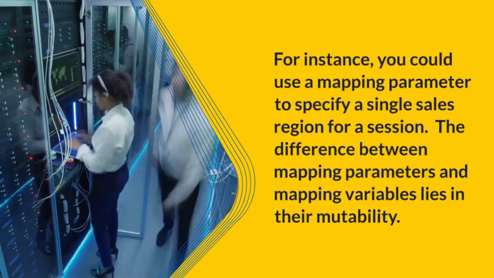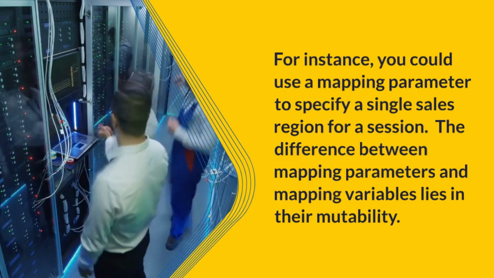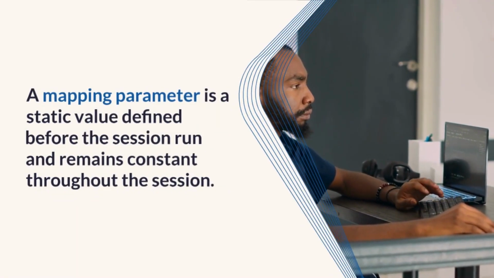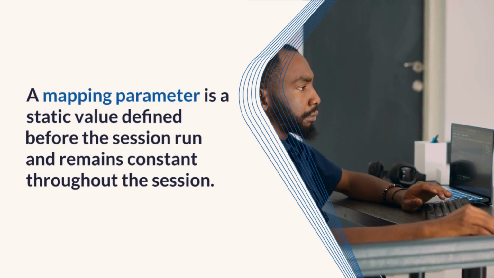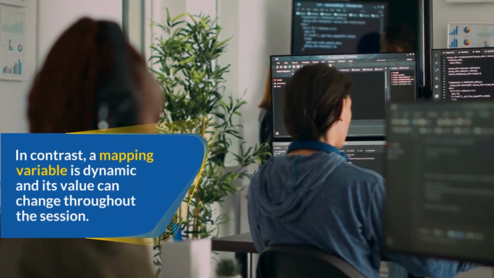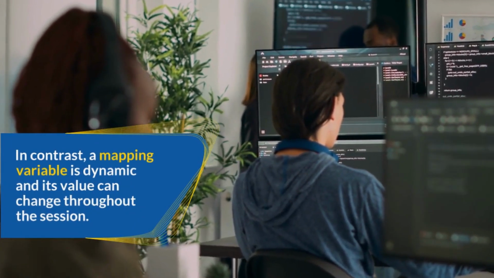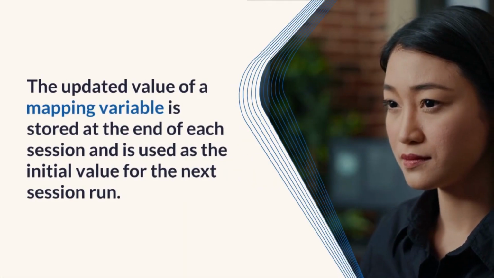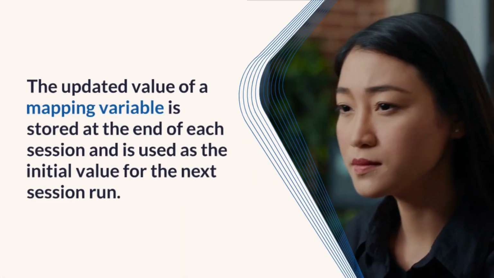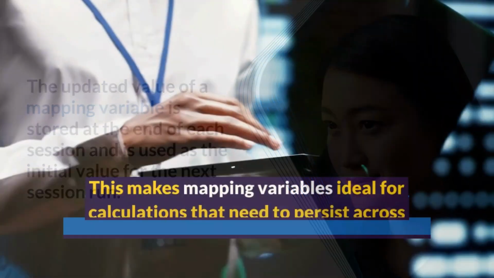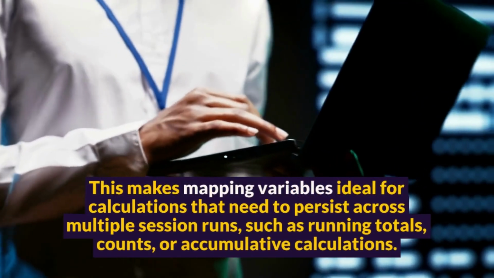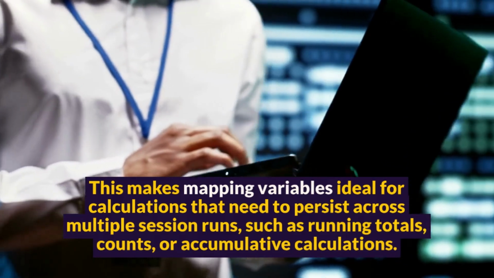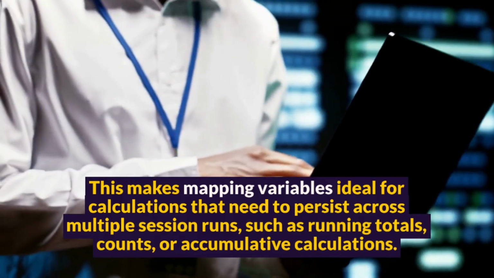The difference between mapping parameters and mapping variables lies in their mutability. A mapping parameter is a static value defined before the session run and remains constant throughout the session. In contrast, a mapping variable is dynamic and its value can change throughout the session. The updated value of a mapping variable is stored at the end of each session and is used as the initial value for the next session run. This makes mapping variables ideal for calculations that need to persist across multiple session runs, such as running totals, counts, or accumulative calculations.